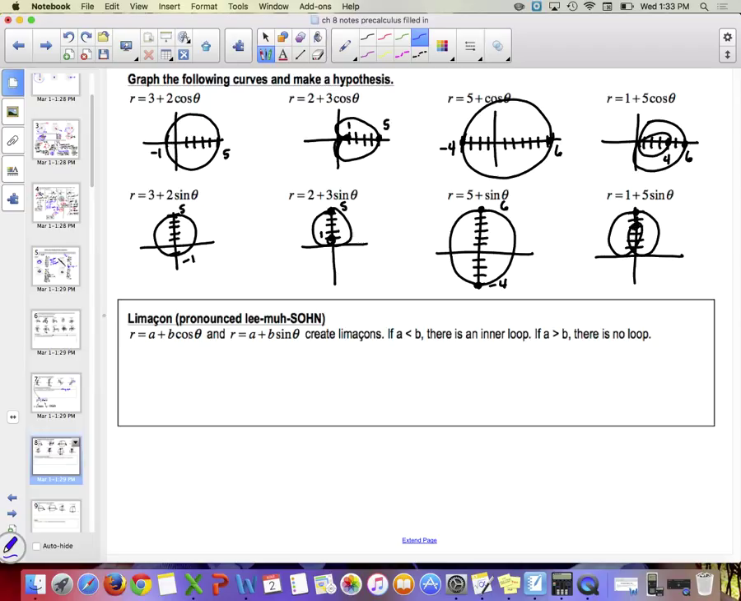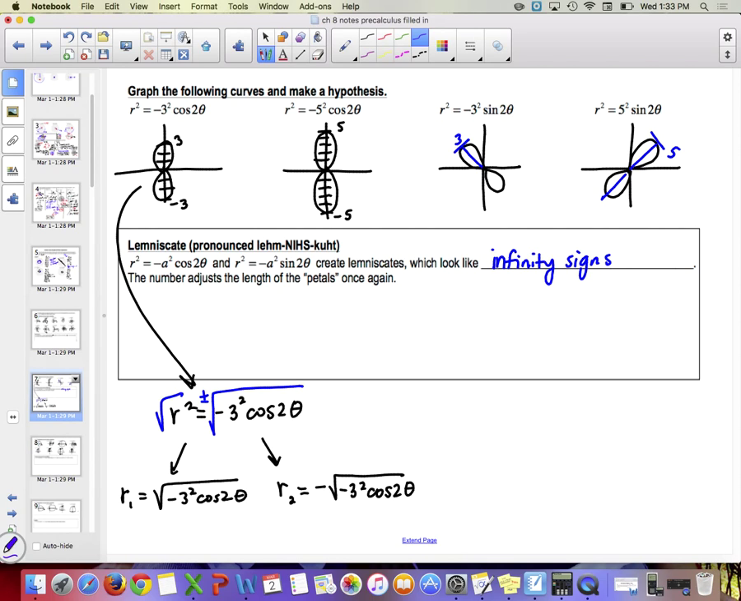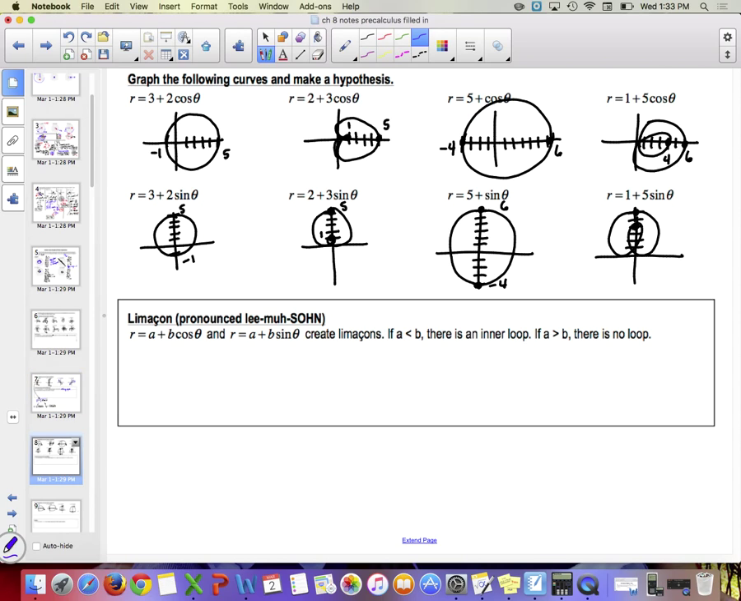All right, the next one is limacon. Yes, Kyle. Make a hypothesis on what you think the curve looks like. What did you guys think the last one looked like? Those infinity signs, right? What do we think these ones look like? Kind of weird. Yeah. So some of them are circles, kind of circle-y. Some of them have a little loop in them.